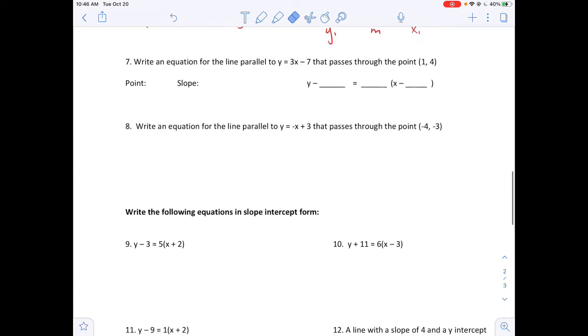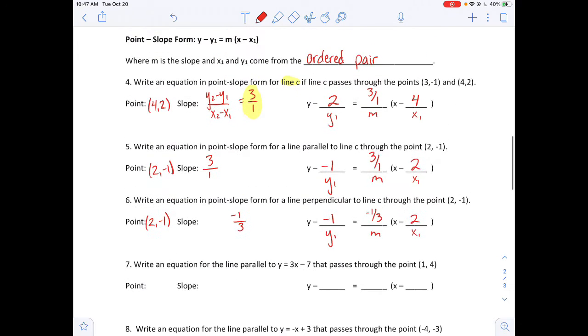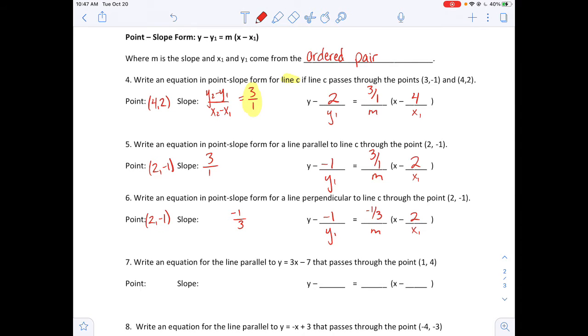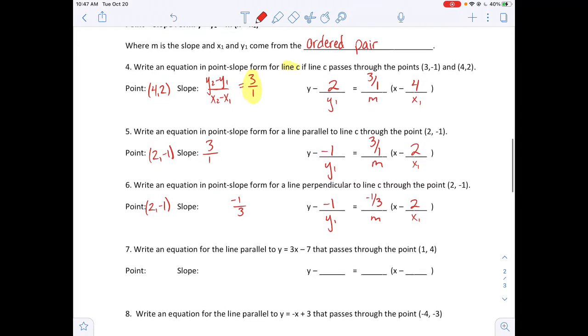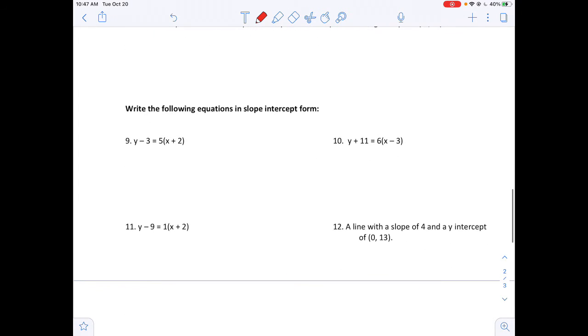Now let's look down all the way over here. I want to write these following equations in slope-intercept form. So on your homework, you're going to have to find the slope, just like we did for line C. You have to find your own slope. You're going to have to write it in point-slope form. And then you're going to have to simplify it to get it into y-intercept form.